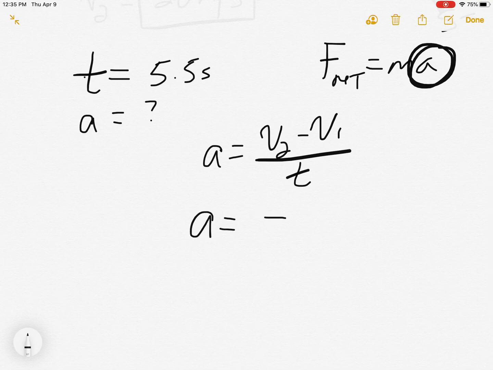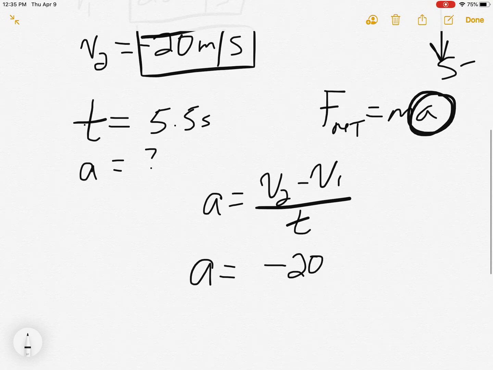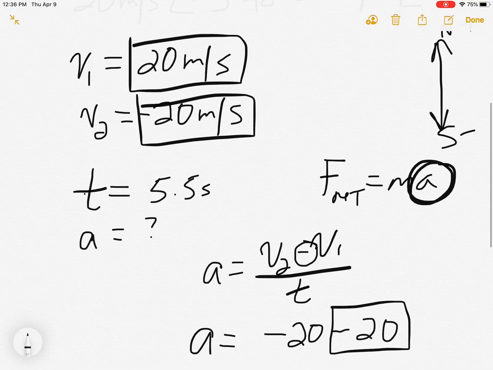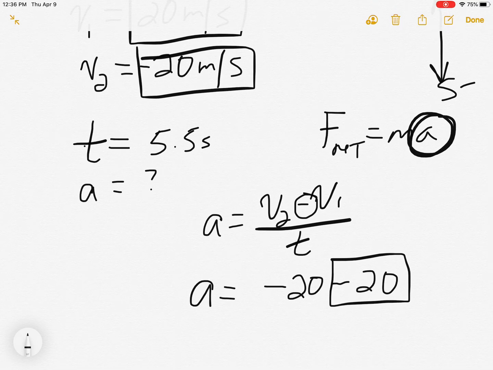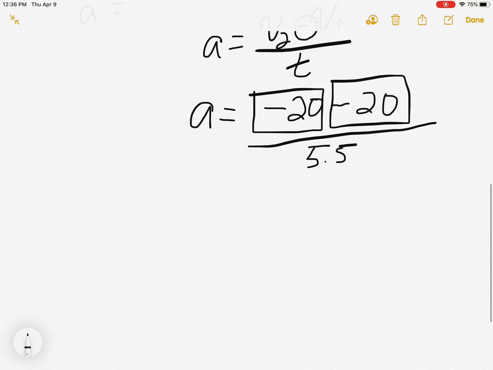That means V2 is negative 20 because it was south. So it's negative 20, and then you're subtracting the positive 20. So you see, you get minus 40 on top. This is just part of the formula. So V1 is a positive number, so you're subtracting 20 on that part. But V2 is a south 20, so you have to put a negative 20 in there. And then you're dividing by your time of 5.5.